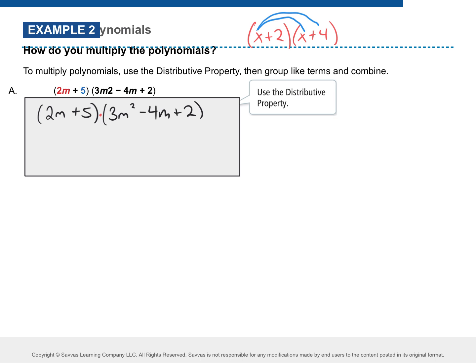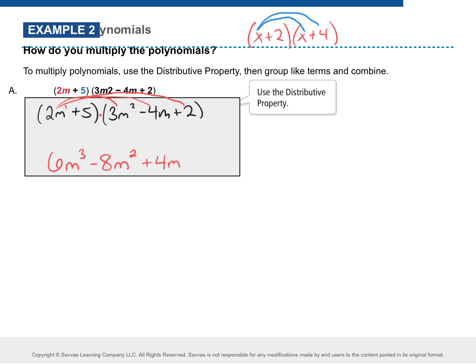So what do I do first on this problem here? FOIL. Starting with 2m, what do I take 2m times? Everything. 2m times 3m squared is, what's 2 times 3? 6. What's the exponent on this m? 1. What's m to the first times m to the second? m to the third, adding the exponents. What do I multiply next? Take 2m times negative 4m. So 2 times negative 4? Negative 8. What's m times m? m squared.